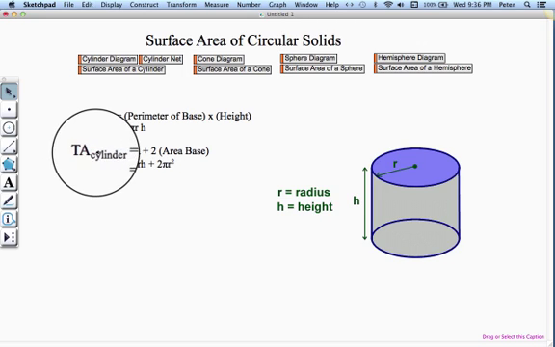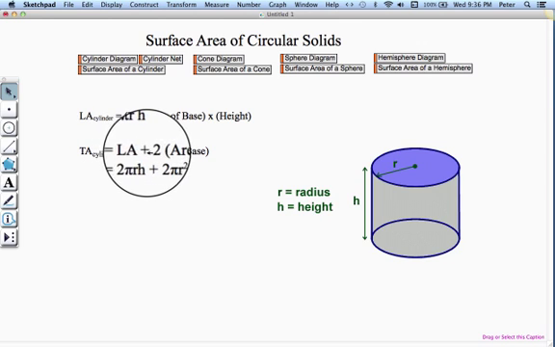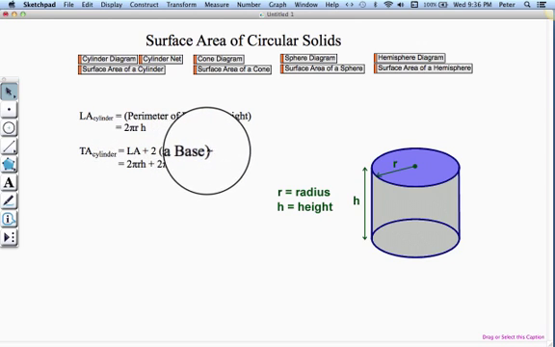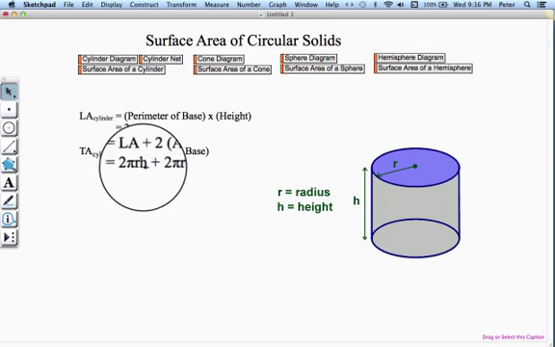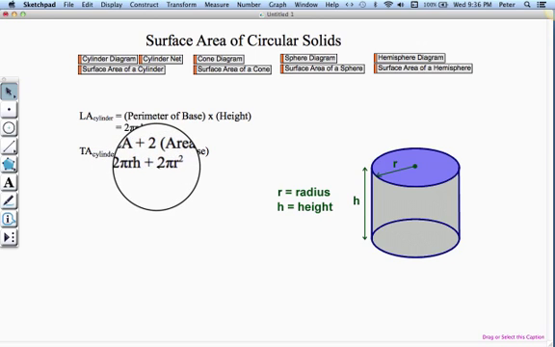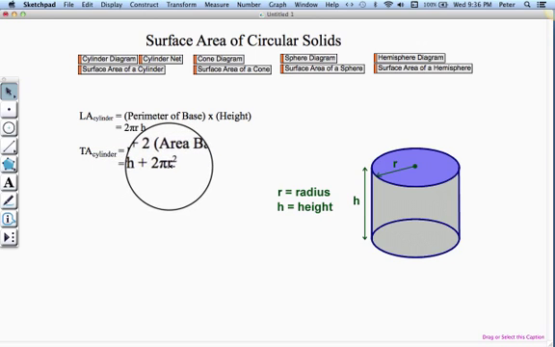The total area of the cylinder is equal to the lateral area plus 2 times the area of the base, just like a prism. But once again, since the base is always a circle, we can express the lateral area as 2 pi r h and the base as pi r squared. So it becomes 2 pi r squared. Make sure both those formulas are in your notes right next to the notes on prisms.